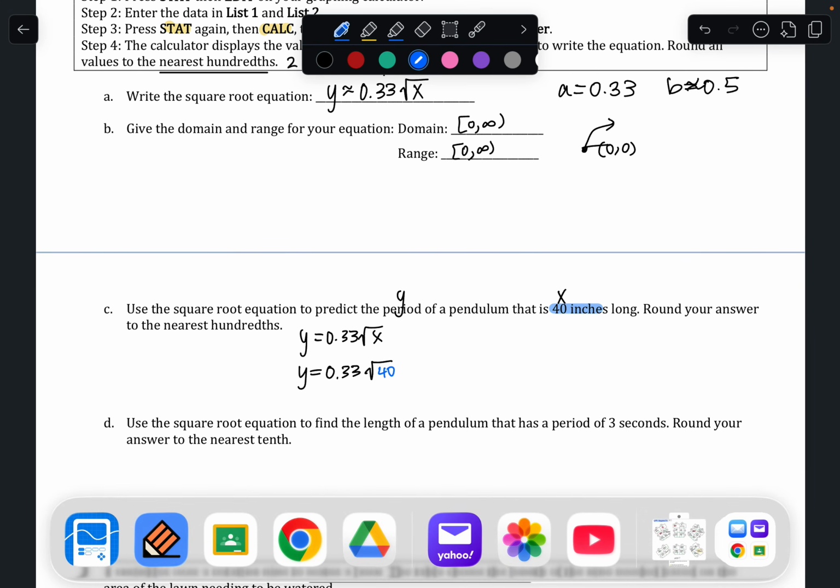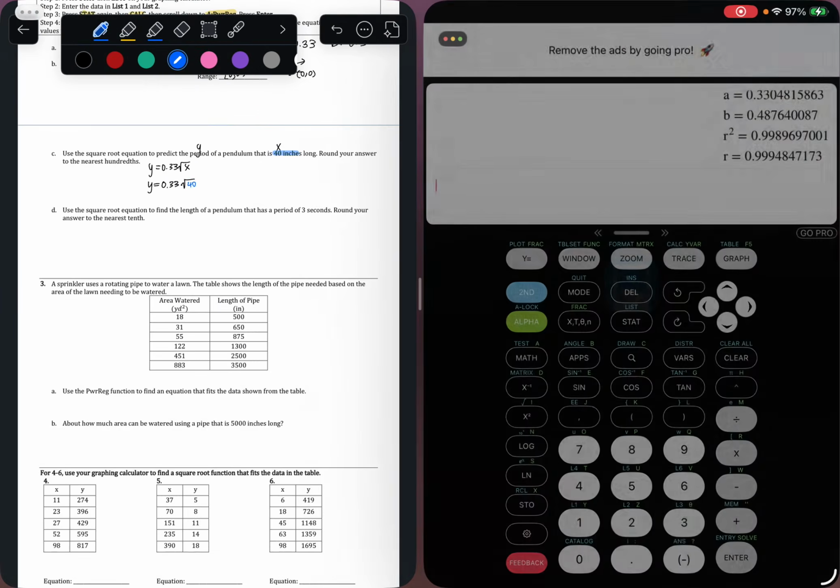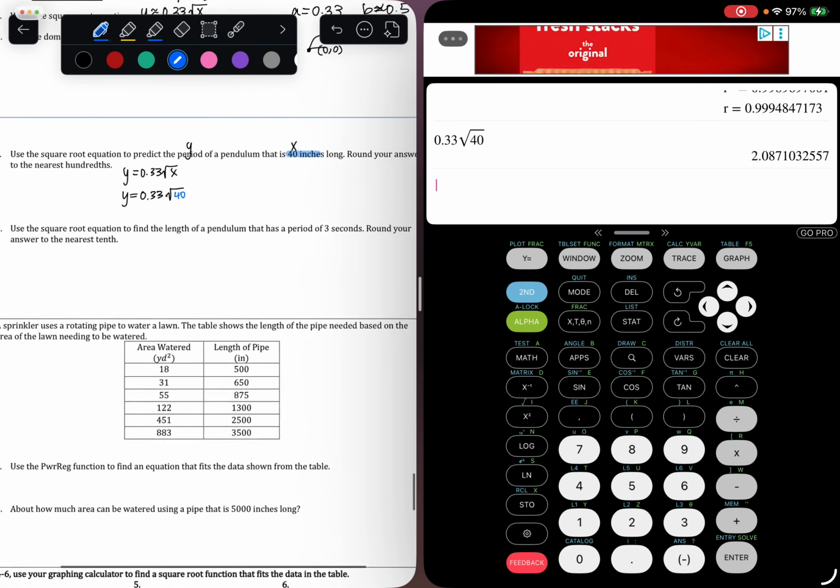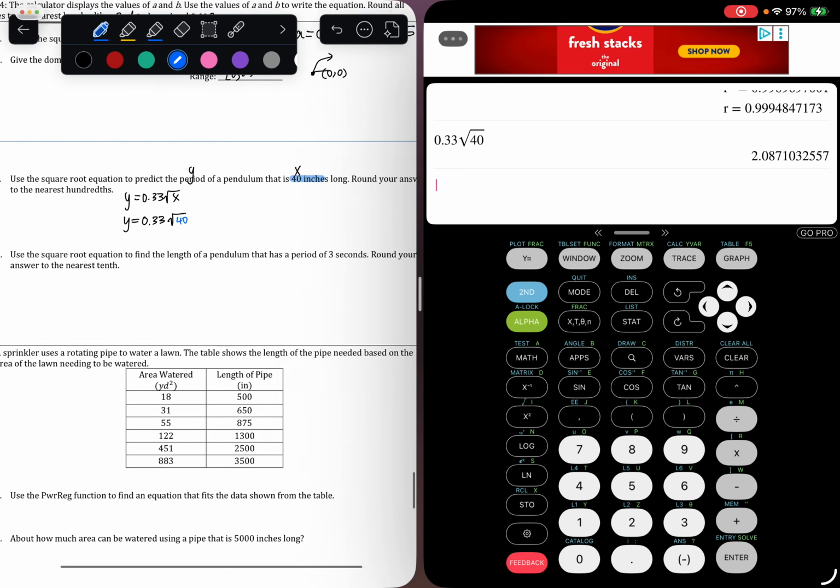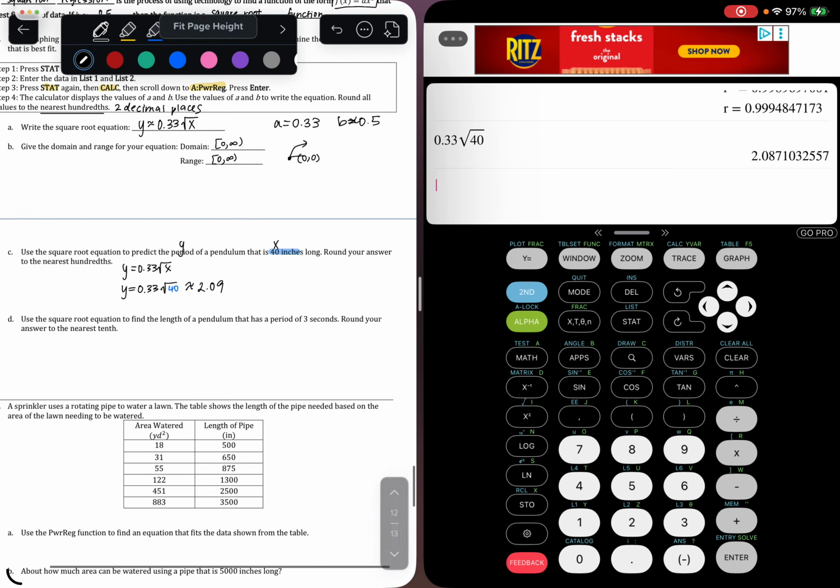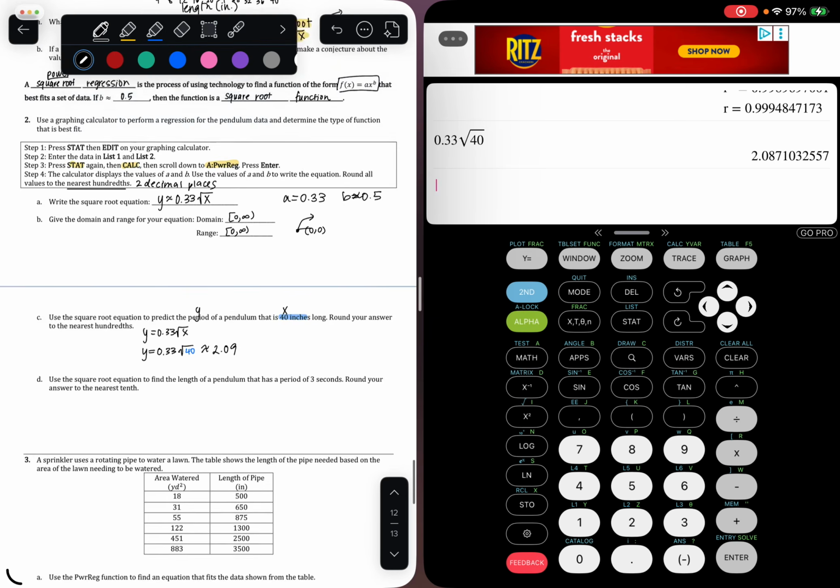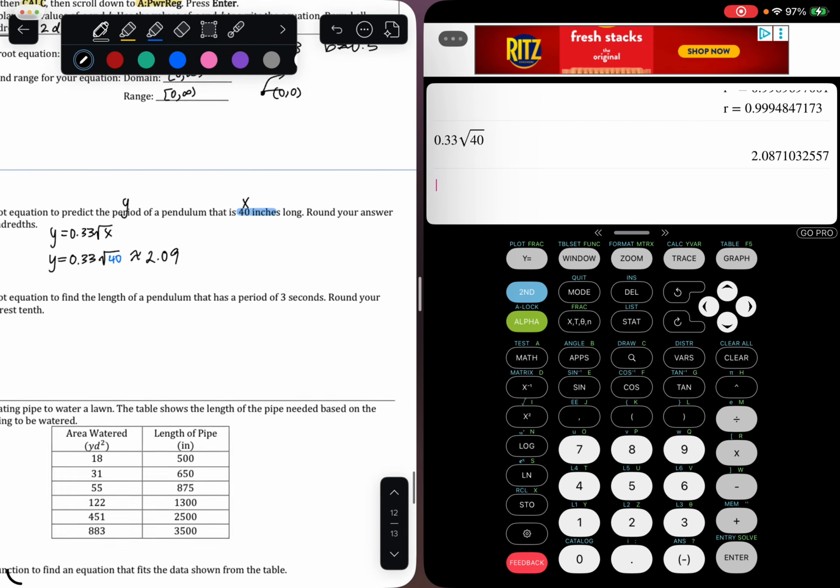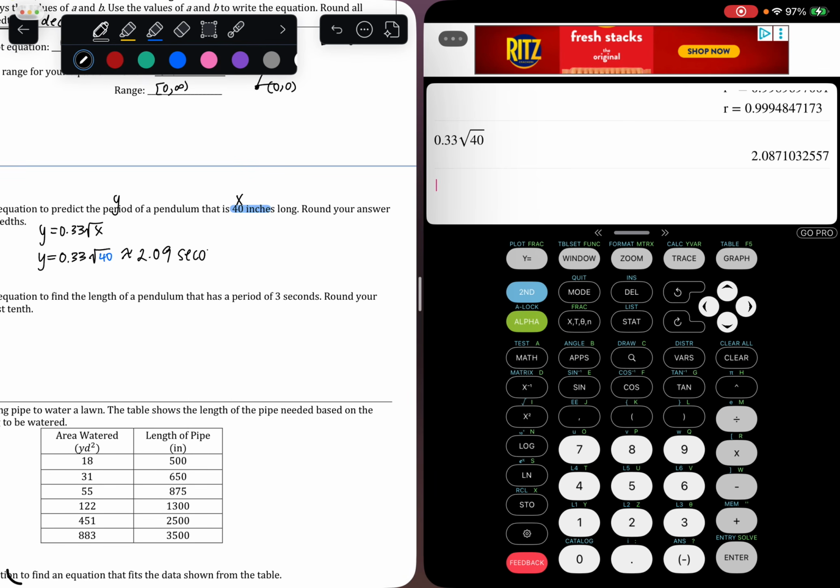Okay, and so we can use our calculator and we can type in 0.33 square root of 40. And it's about 2.0, it says round your answer to the nearest hundredth, so 2.09. And then the length, that was the length, and the period is measured in seconds. And so 2.09 seconds.